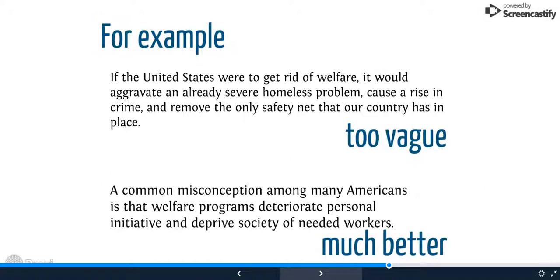And so here's a little bit of a better thesis statement. A common misconception among many Americans is that welfare programs deteriorate personal initiative and deprive society of much needed workers. That at least addresses, okay, this is what we're going to talk about. We're going to talk about this misconception and how it relates to us.